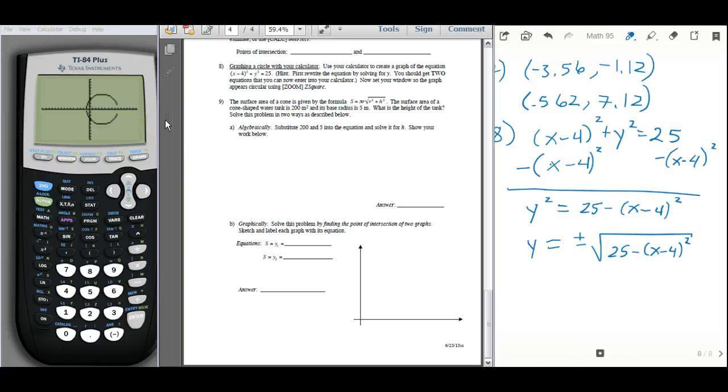Okay. I'll hold off on doing number 9 for the next video because that one's kind of different, right? But at the very least, this gives you all of the basics for using your graphing calculator.